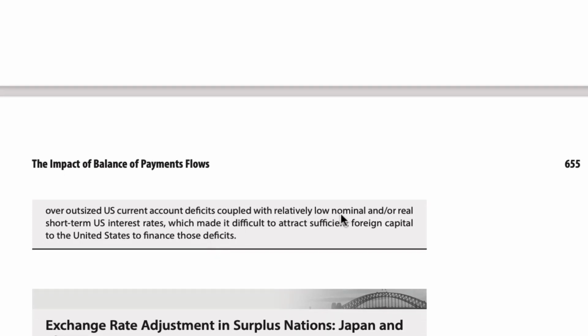coupled with relatively low nominal and/or real short-term U.S. interest rates. Well, we have very low nominal rates, and if you factor in inflation, for many of the maturities, you have negative real interest rates. So it's even worse. It's not that we have low real interest rates. We have low nominal rates, negative real interest rates, and budget deficits we've never seen before that are expected to continue for the next 3 or 4 years.